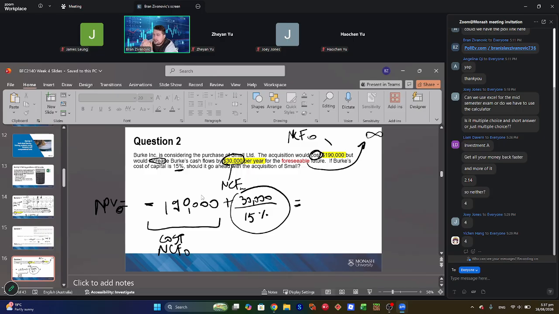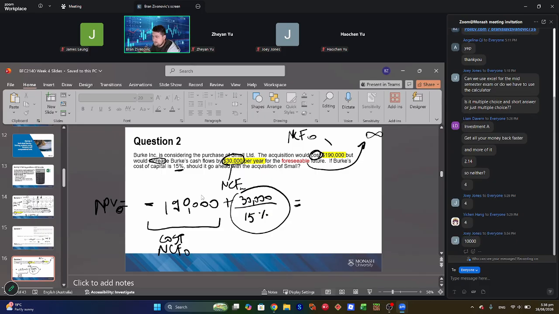Now, this type of question, just another note, if you do this in a spreadsheet in Excel, literally just punch in negative 190, 30 divided by 15 and sum them up. Like you can do a formula if you want, but technically it's such a simple amount, you can just literally just use the numbers as you see them on paper. So $10,000 is what the net present value of the following investment is. Accept, reject, why?